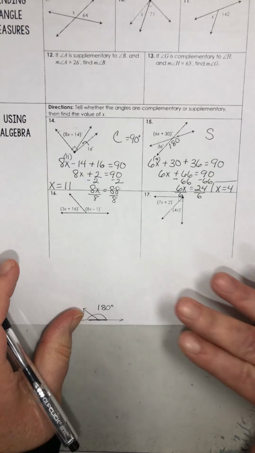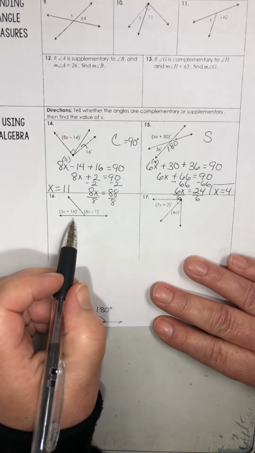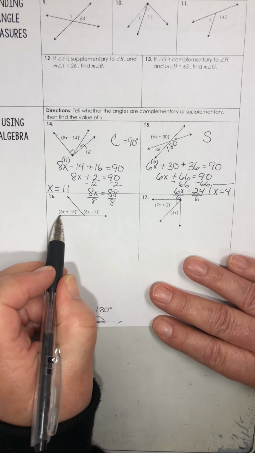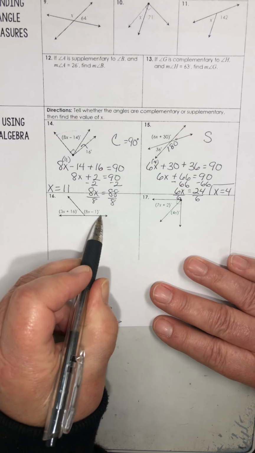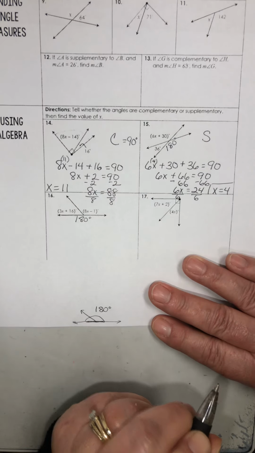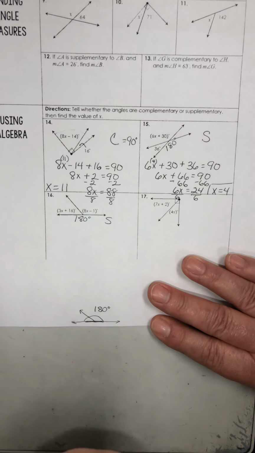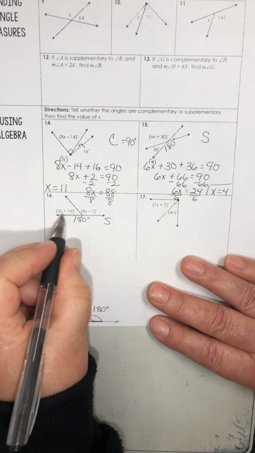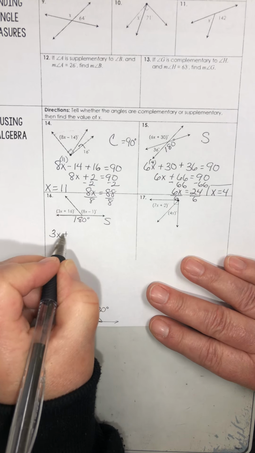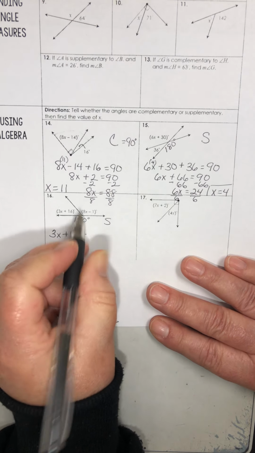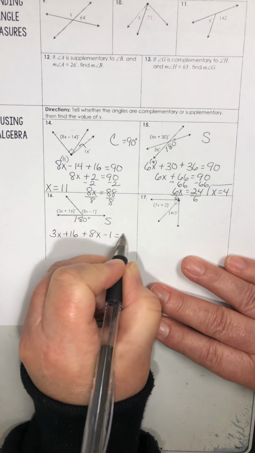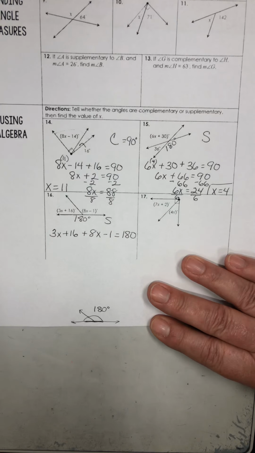In the next one, number 16, looking at the picture, we have this angle plus this angle creates that straight line right there, so that should be 180 degrees because it's straight. And so these are supplementary angles. And now we're going to solve for that x. So I'm going to add this angle, 3x plus 16, to this angle over here, 8x minus 1. And when I do that, I should get 180 degrees.